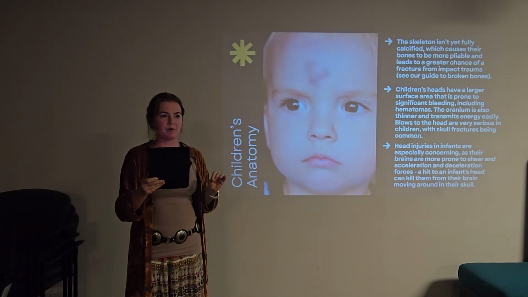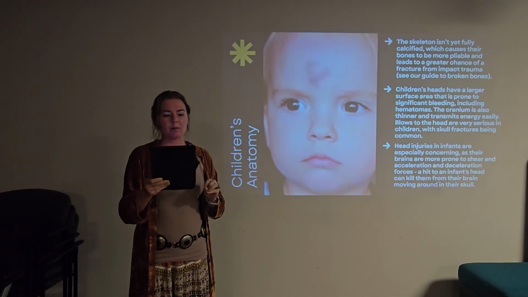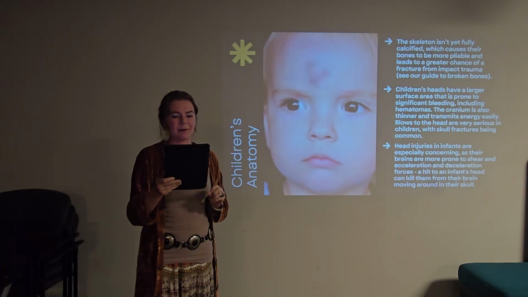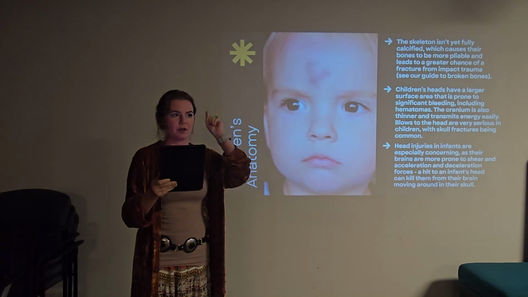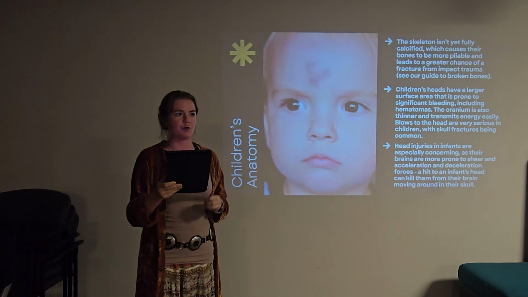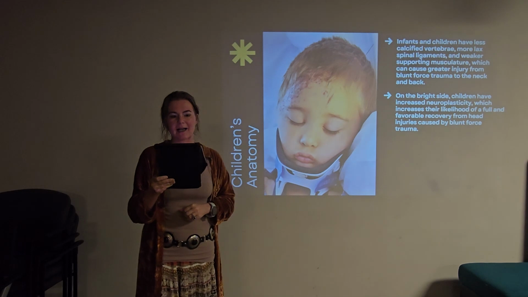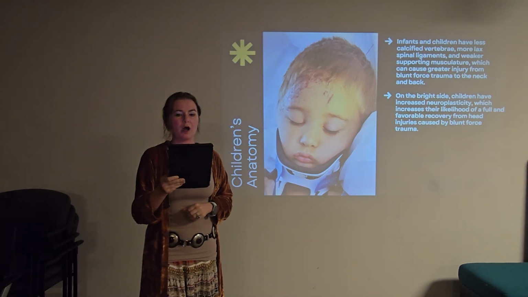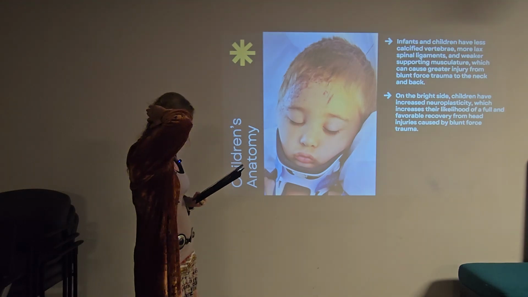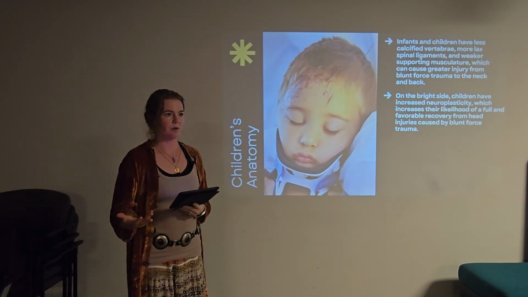If an infant is presented to you with a big bruise on their head, that is an ER visit. Their brains are more prone to shear and acceleration and deceleration forces. A hit to an infant's head can kill them because their brain moved around in their skull. So you have to take bruises on the heads of infants and children very seriously. Infants and children have less calcified vertebra, more lax spinal ligaments, and weaker supporting musculature, which can cause greater injury from blunt force trauma to the neck and back. So if a kid's been hit here, in this region, you need to assume it is serious.